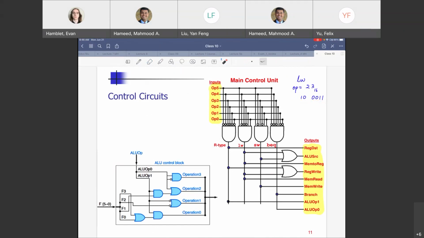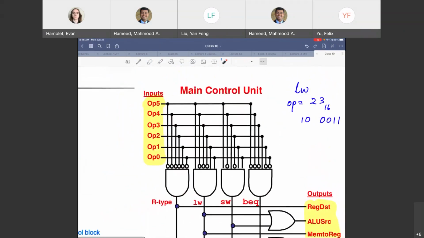So you see what happens over here. When those bits, by the way, those should be over here, right? So 1, 0, 0, 0, 1, 1, right?